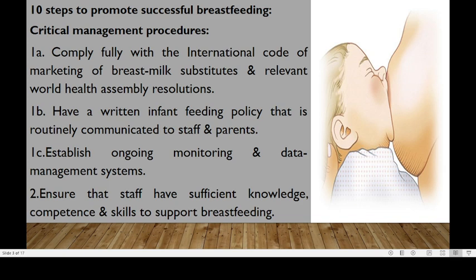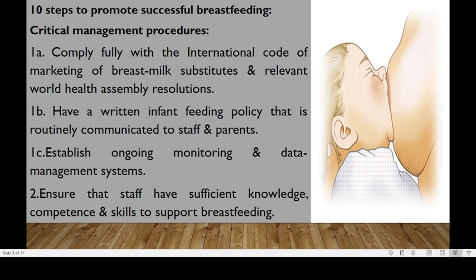So we have 10 steps to promote successful breastfeeding, and these are normally supported by the healthcare system. Of course, the healthcare system should comply fully with the International Code of Marketing of Breast Milk Substitutes and relevant World Health Assembly resolutions. Healthcare systems or hospitals should have a written infant feeding policy that is routinely communicated to staff and the parents. They also need to establish an ongoing monitoring and data management system to track the breastfeeding techniques and the clients that are being breastfed.